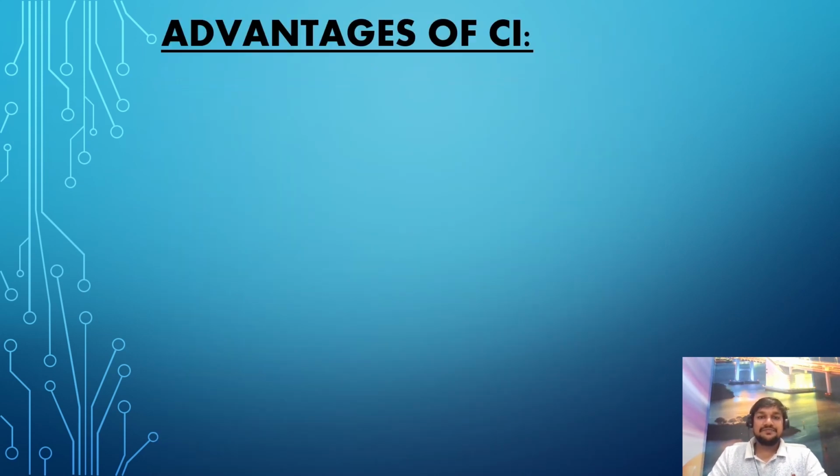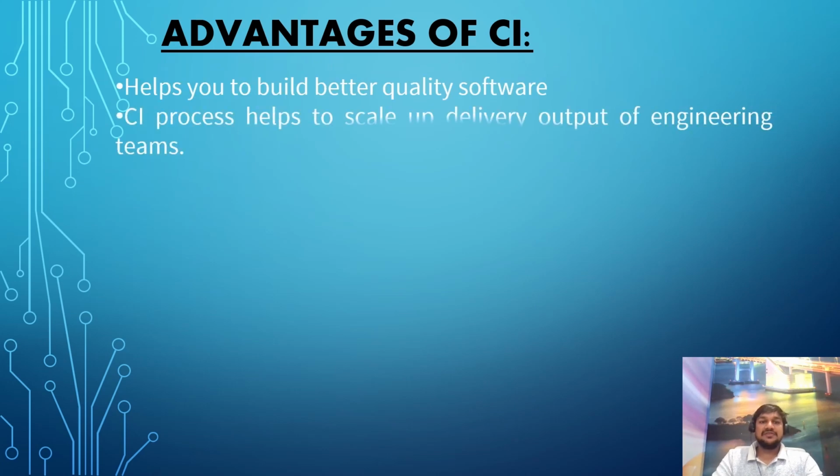If you see here, what are the advantages of continuous integration? It helps you to build better quality software. Why does it help you build better quality software? Because when you are building software or code in small chunks, you will get to know what changes are going in, and if some failure is happening, you know how to fix it also. So it will help you to build better quality software.